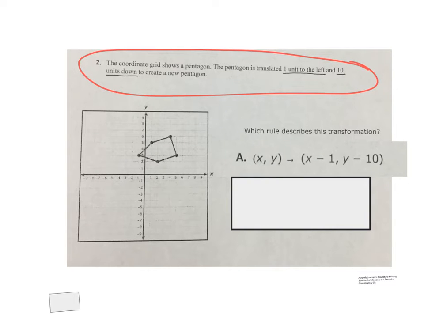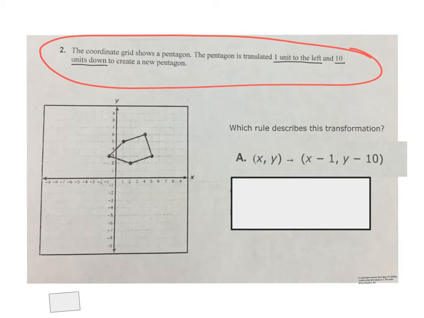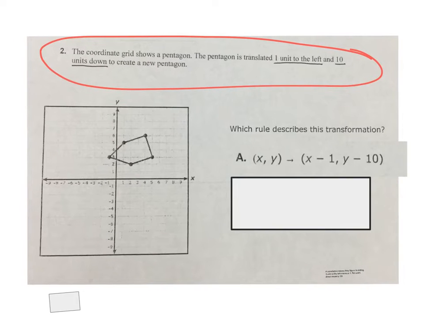Okay. Number two asks about the pentagon that's translating 1 unit to the left and 10 units down. So go ahead and write the question I have circled, and then you can go ahead and write the answer, which is A. All right. Then once you have that, here's what else you'll need to write in.